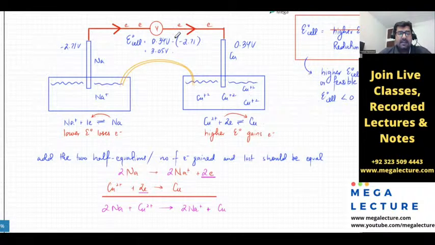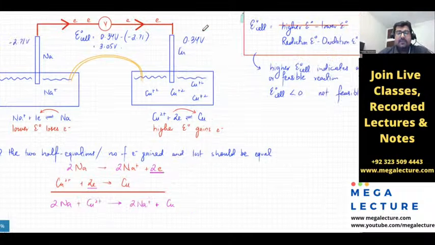And the E0 cell helps you to determine how fast the reaction is going to happen. For example, if the potential difference between the two electrodes is very large, the E0 cell is very large, that means the electrons would flow very quickly.